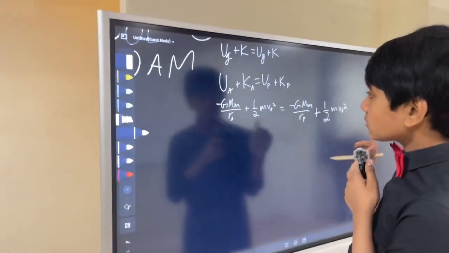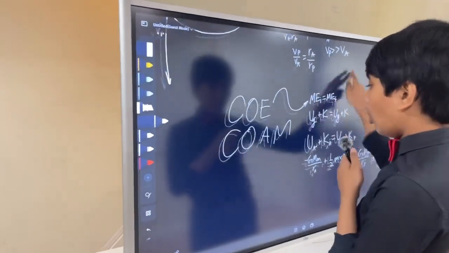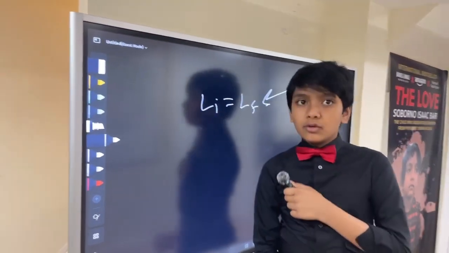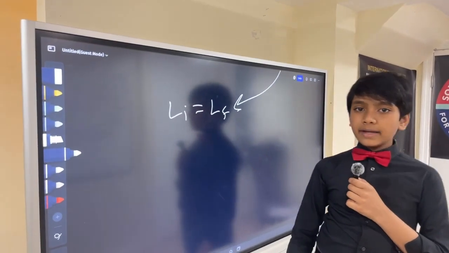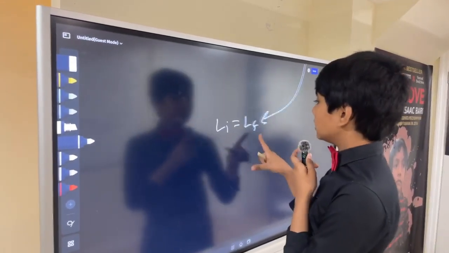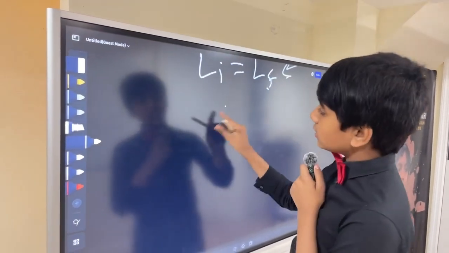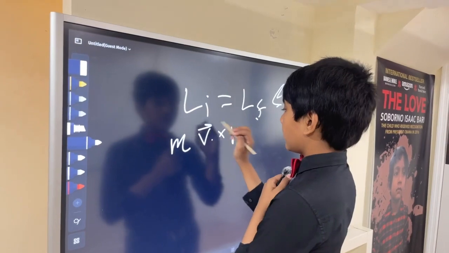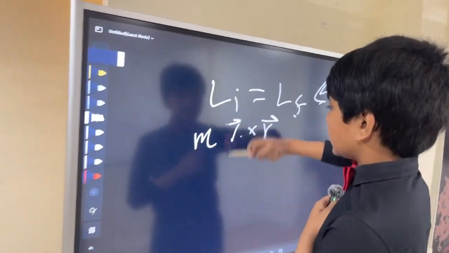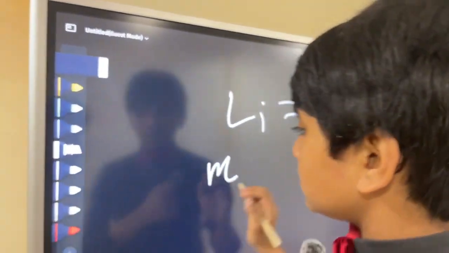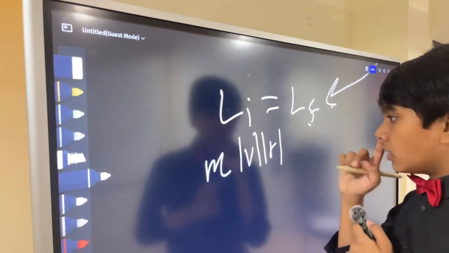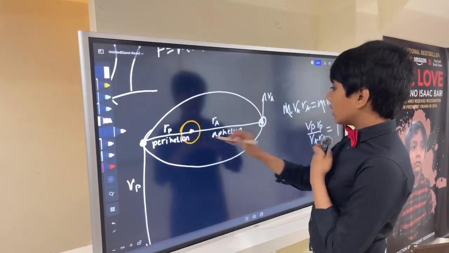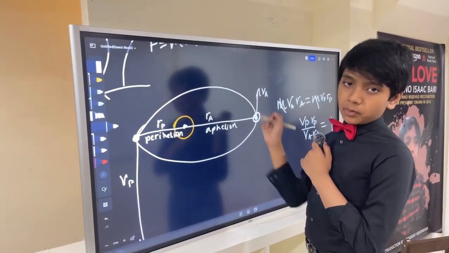The second principle we're using is COAM, conservation of angular momentum, which says angular momentum initial is angular momentum final. Angular momentum is m v cross r, and the cross is a way to combine two vectors to get another vector. In this case, it's just the magnitudes of v and r times sine theta. But the r is always perpendicular to v because our tangential velocity is perpendicular to the radius.